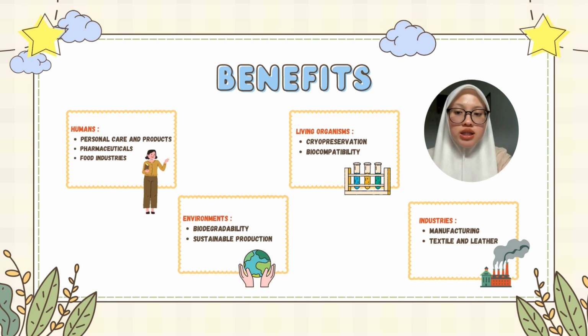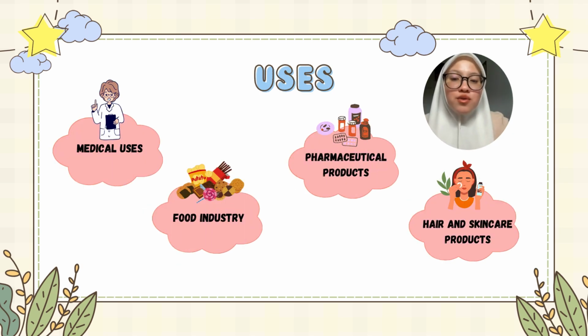And last but not least, in various industries, glycerol is used in manufacturing processes like producing plastic, antifreeze, and even explosives. It is also used in the textile and leather industry to soften and preserve the materials. So as you can see, glycerol is not just versatile, it is beneficial to our health, environment, science, and industry. Moving on to the next one.